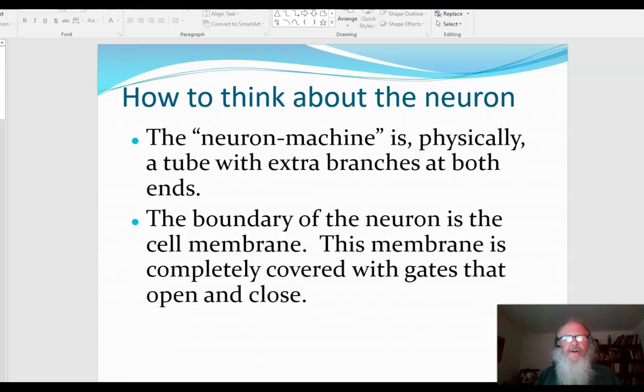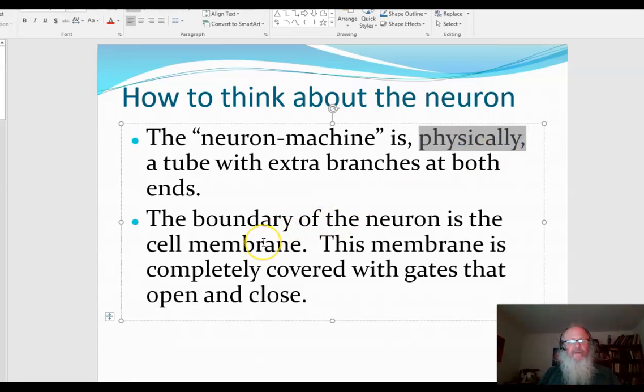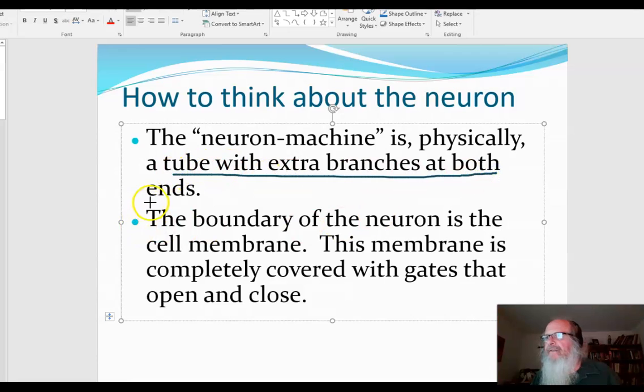So one of the things I really encourage you to think about in terms of the neurons, and I'm inviting you to think about it as a machine, which is an oversimplification, granted, but maybe a useful one, is that it's physical. It is made of matter and it takes up space. And a very simple description of what this made of matter taking up space machine is like is a tube with extra branches at both ends.